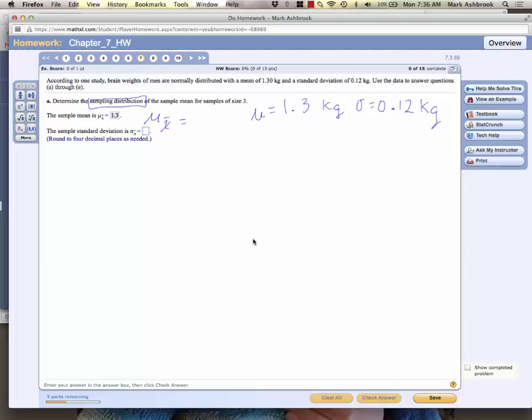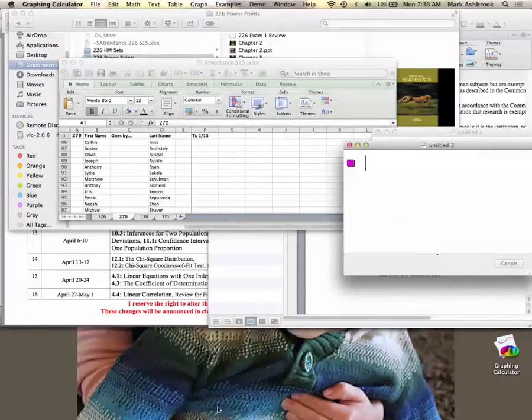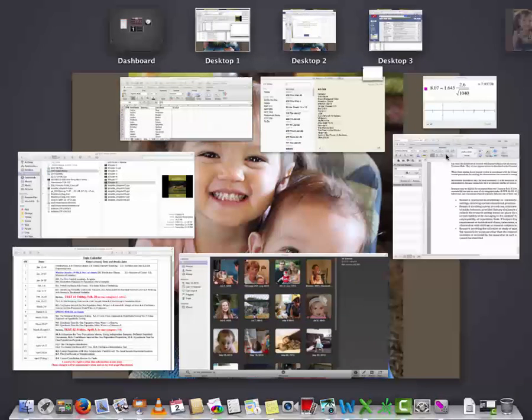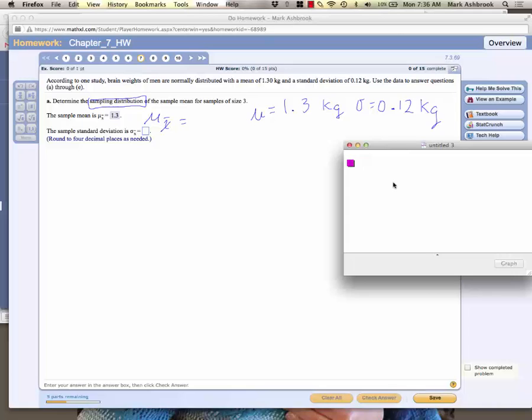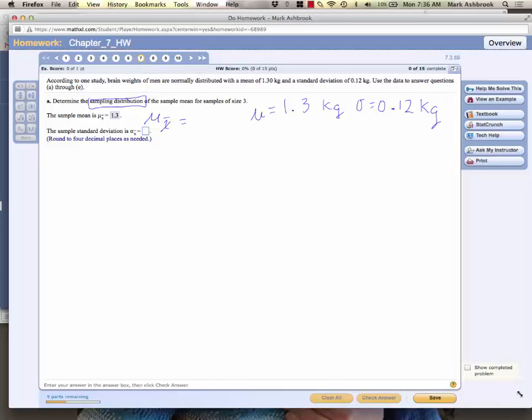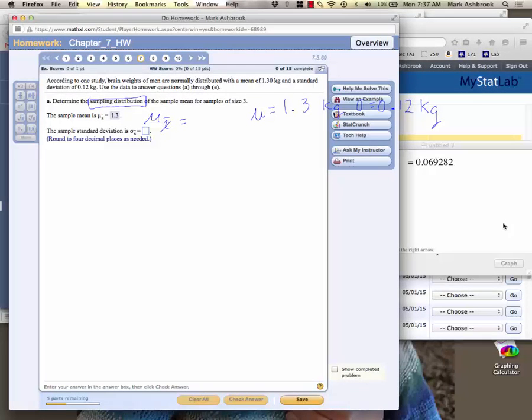And then what's the standard deviation of this distribution of means of size 3? That's what we're saying. 0.12, right? No? So what is it? Okay, yeah, so it's the sigma for the population divided by the square root of sample size. 0.069, they want four decimal places. 0.0693.